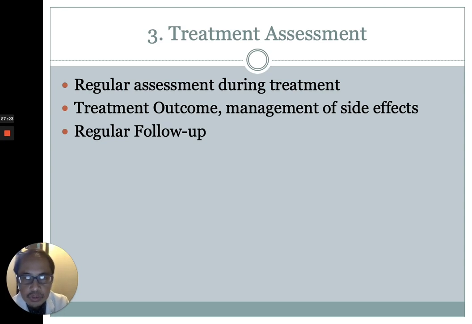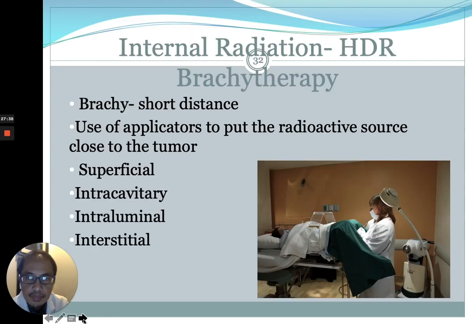Now, after all the treatment has been done, 30 days, 35 days, then the patient would have a schedule for his regular follow-up. And during the regular follow-up, we would now assess the effect of the radiation. Okay, so that is external radiation. Now, what about internal radiation, or what we call brachytherapy?